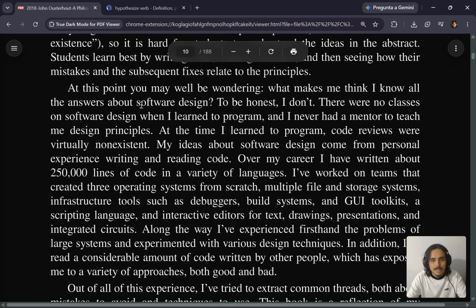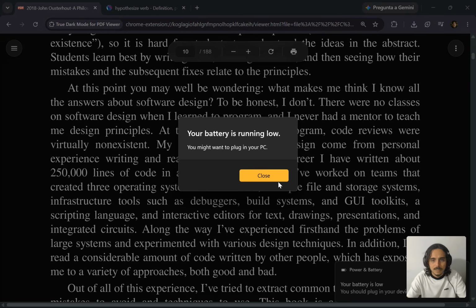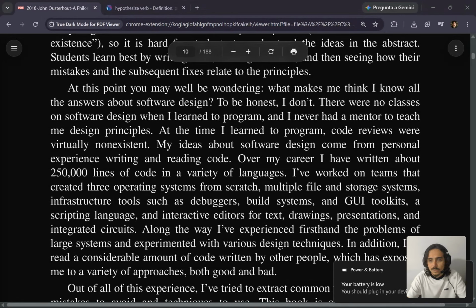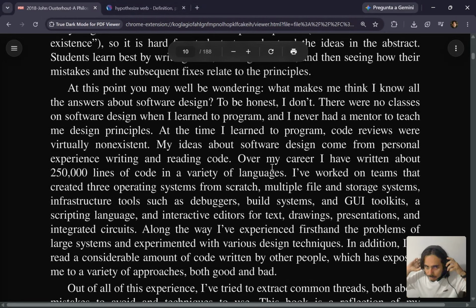At this point, you might well be wondering, what makes me think I know all the answers about software design? Okay. Technical stop.